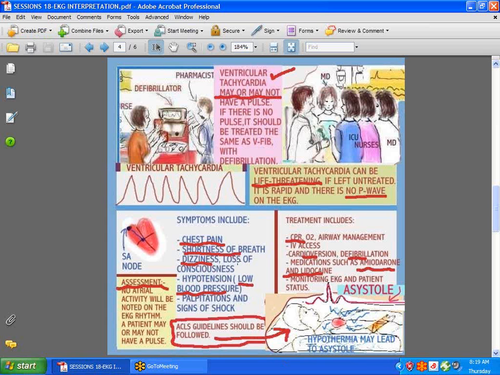These patients might complain of shortness of breath and chest pain, and of course if there is no pulse, you might not even have a patient who's responding. So it just depends on your situation. Sometimes these patients can be cardioverted, but if they're not responding, then they do exactly what they do for ventricular fibrillation. They're defibrillated. Medications such as amiodarone and lidocaine are used in the treatment.